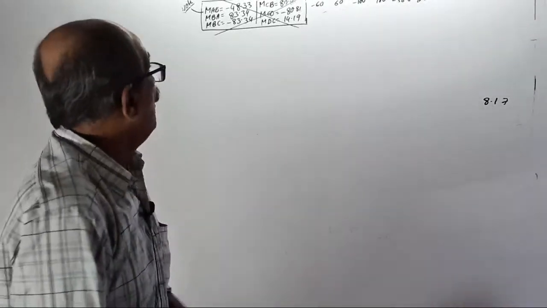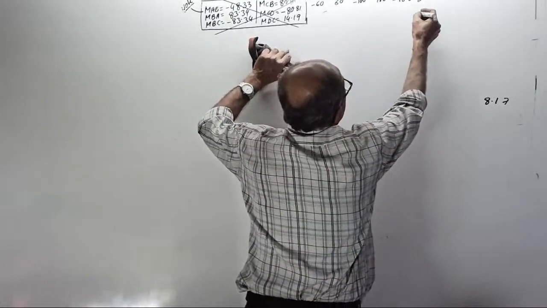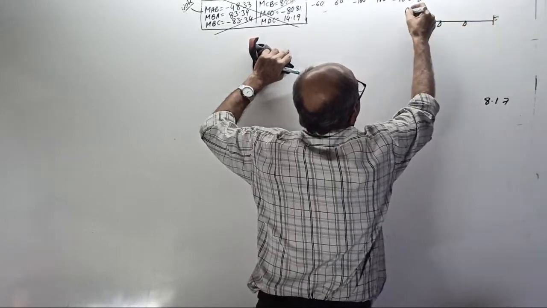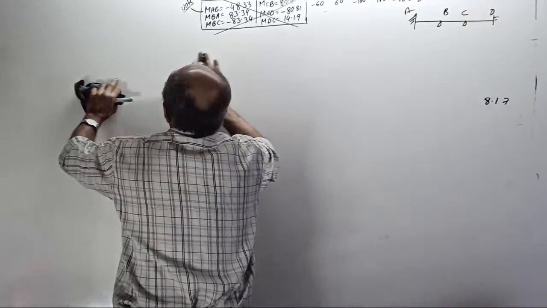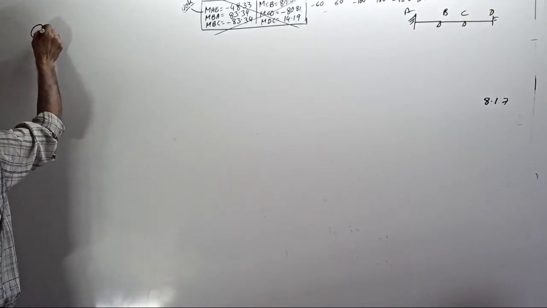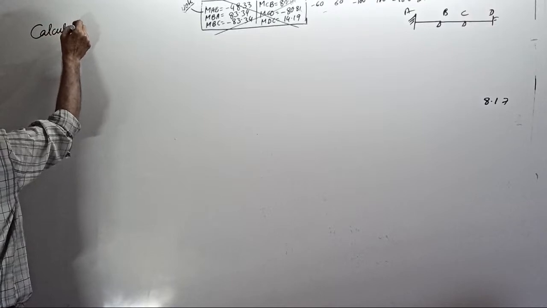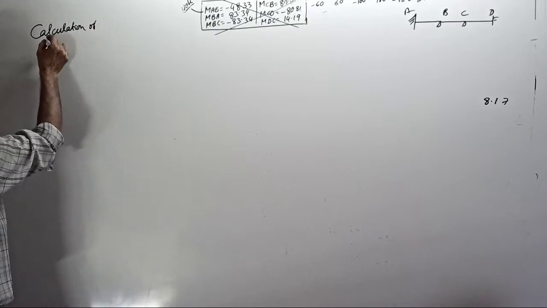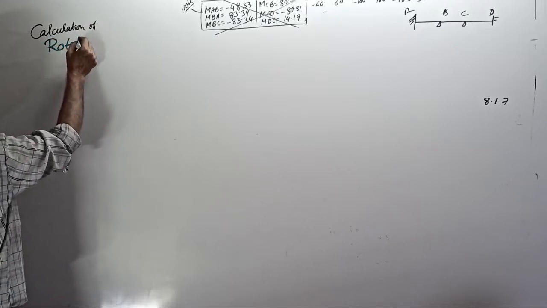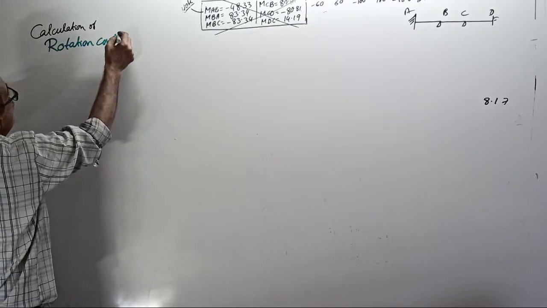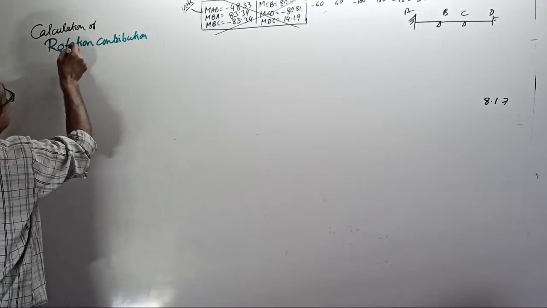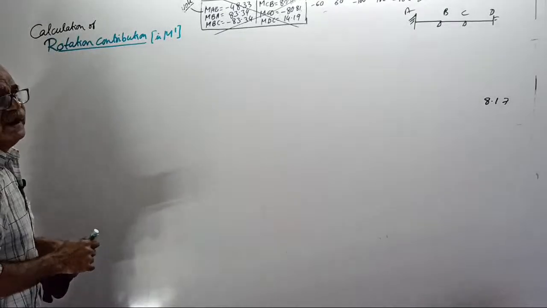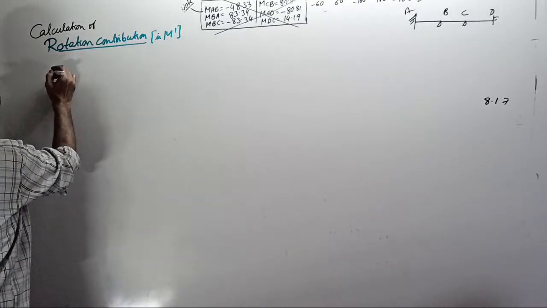Now see. What you have to do is, our continuous beam is like this: A, B, C, D. Now the heading is the calculation of the most powerful term. I write here, rotation contribution. Rotation contribution. That is called M dash, the number one of Kani's method. For that, you prepare a table.